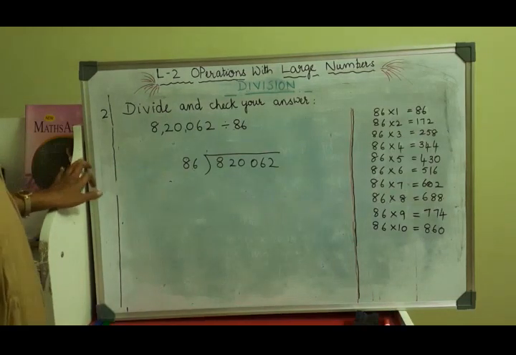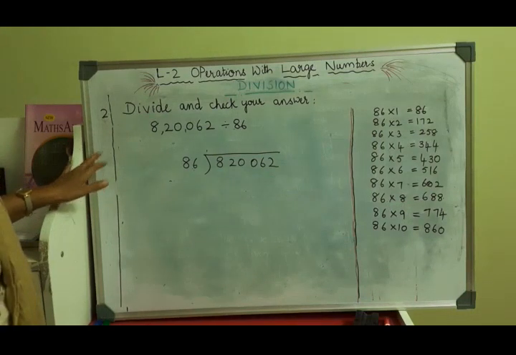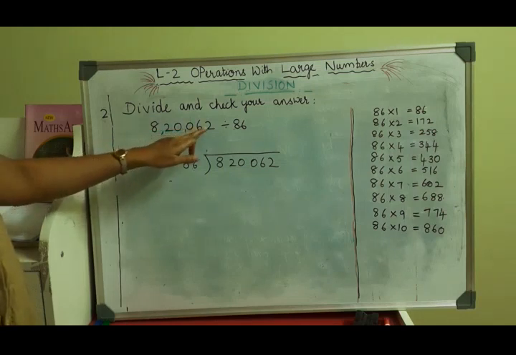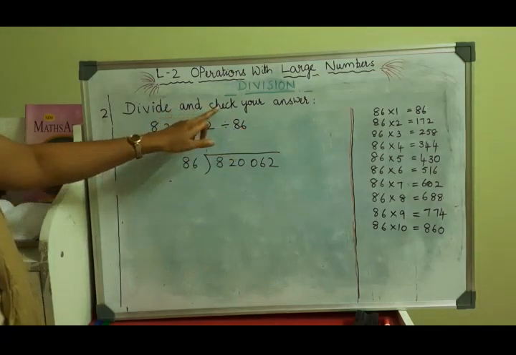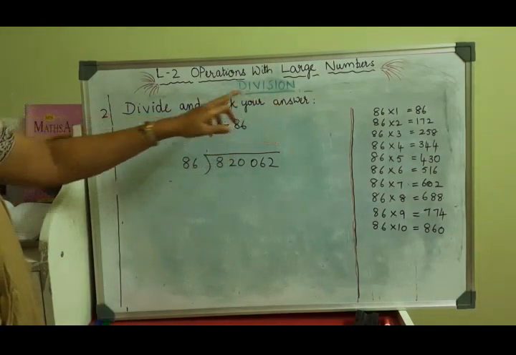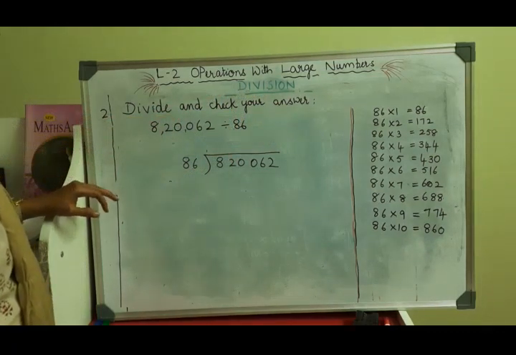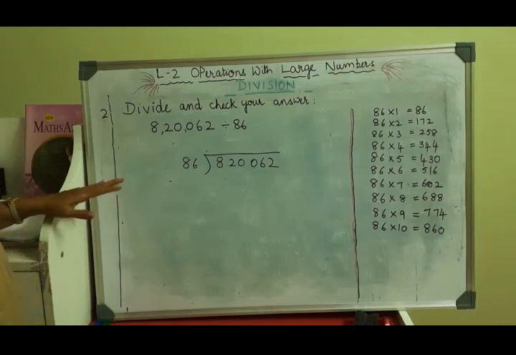Yes, children, we will now divide a 6-digit number by a 2-digit number. If the number is given without commas, insert the commas first and then read the number. 8,20,062. You have to divide by 86. Then in the question they have given, check your answer. You know how to check the answer now, by the equation dividend equals quotient into divisor plus remainder. Now first we will always divide.